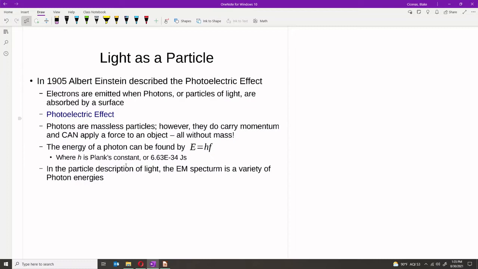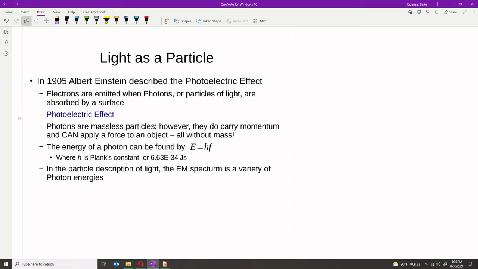And what's unique was in 1905, Albert Einstein described what's called the photoelectric effect. I'll show you a little something on that in a bit. I pointed that out earlier: electrons are emitted when photons, or particles of light, are absorbed by a surface. And so you saw that when the photons hit it, it would jump up an energy level and then drop down and spit out a photon.